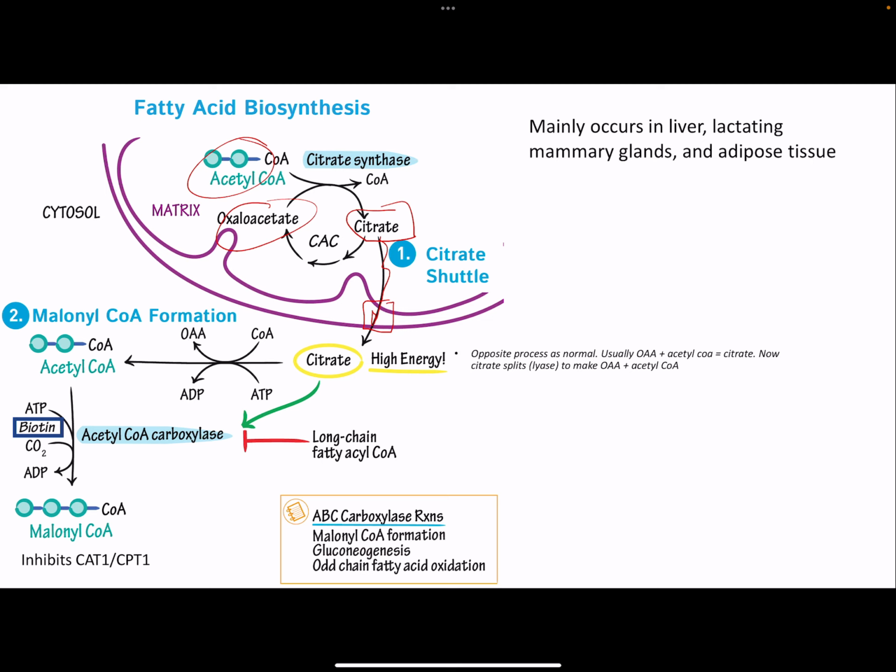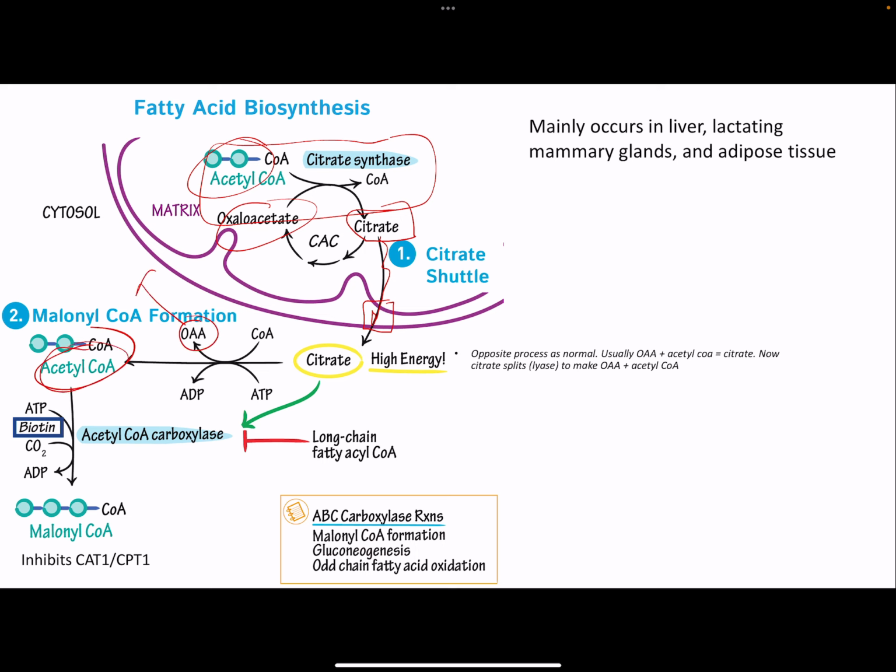We don't need the citrate anymore. The only point is to get it through. So let's just convert it back to acetyl CoA. Boom. Wait, how do we convert it back to acetyl CoA? Which is the exact opposite of this process, right? Acetyl CoA combines with OA to make citrate. So if I want to break apart citrate, it's just going to give me one OA and one acetyl CoA. All right, now OA is done.